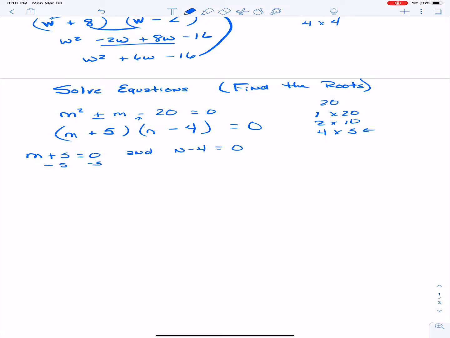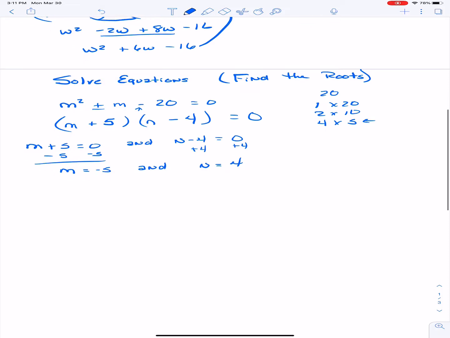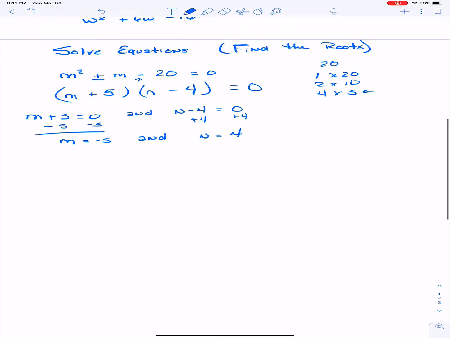Again, we've learned this in a previous video. So m equals negative 5, and add 4 to both sides. m equals 4. So we have both of the equations. Let's look at another example where we're going to find the roots. So here's example number 2. We are going to look at x squared plus 3x equals 18.